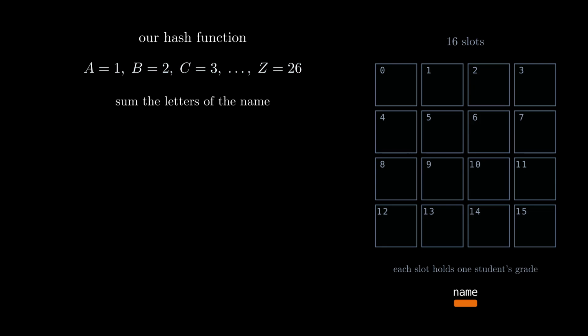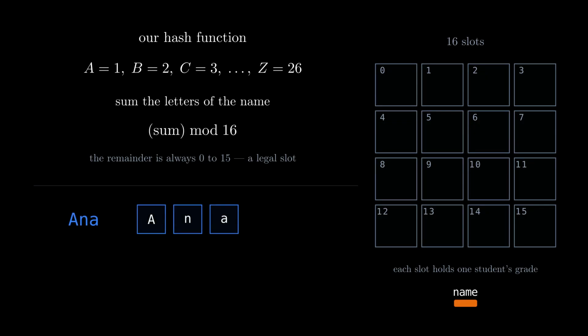Imagine our memory has just 16 slots numbered 0 through 15. Each slot holds one student's grade, and the hash function takes the student's name. Our made-up function gives each letter its place in the alphabet. The letter A is worth 1, B 2, C 3, and so on. It sums those numbers for every letter in the name, then takes the sum modulo 16, the remainder after dividing by 16, which always lands between 0 and 15, a legal slot.